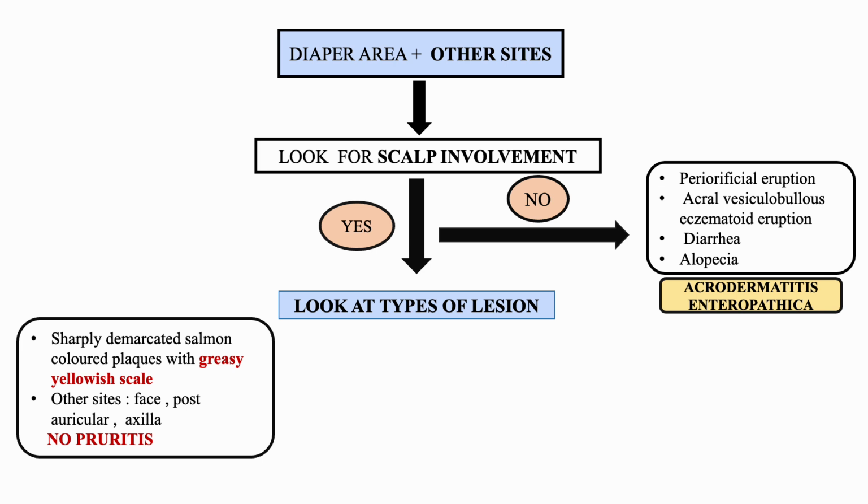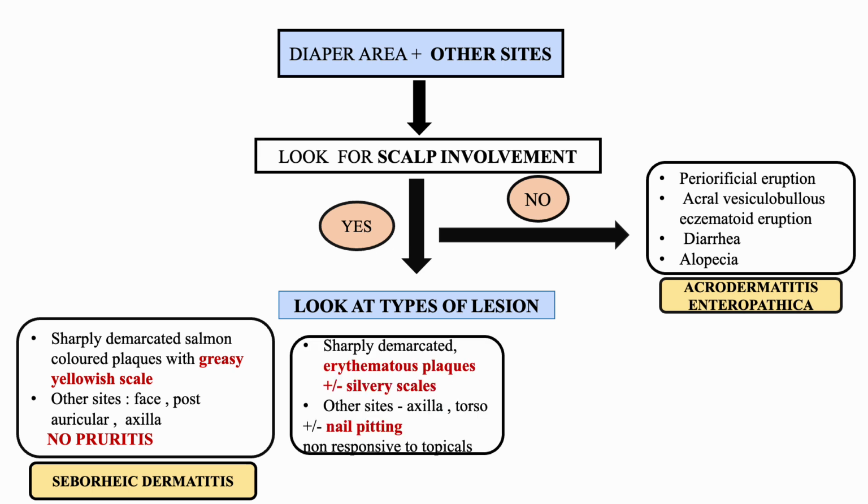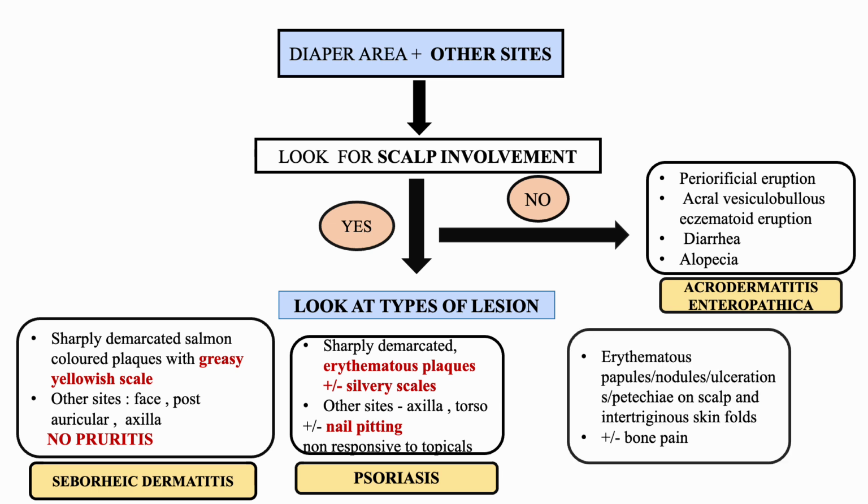If we see sharply demarcated salmon-colored plaques with yellow greasy scale, other sites involved are face, posterior auricula and axilla, no pruritus, then think of seborrheic dermatitis. If sharply demarcated erythematous plaques with silvery white scales, nail pitting is present, and there is history of non-responsiveness to topical steroids, then think of psoriasis. If we can see erythematous papules, nodules, ulcerations, petechiae, plus or minus bone pain, think of Langerhans cell histiocytosis.